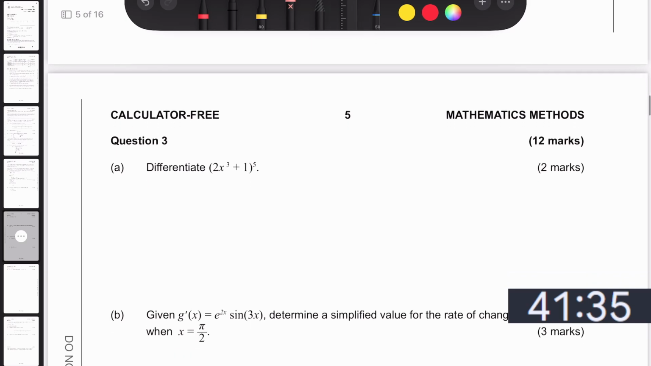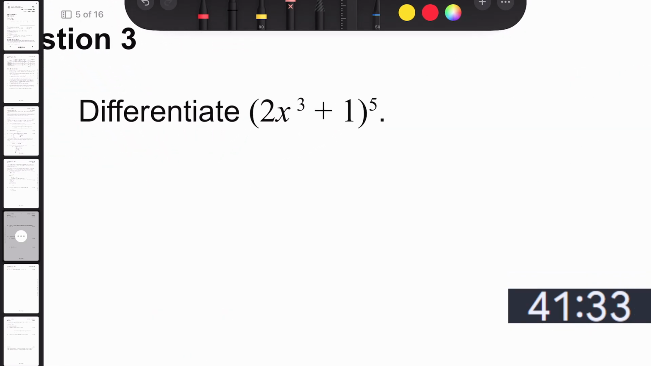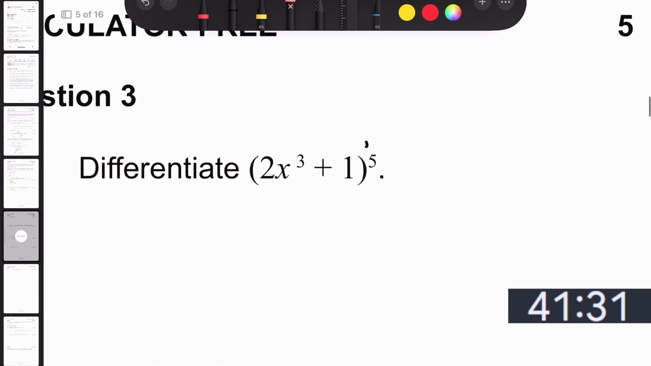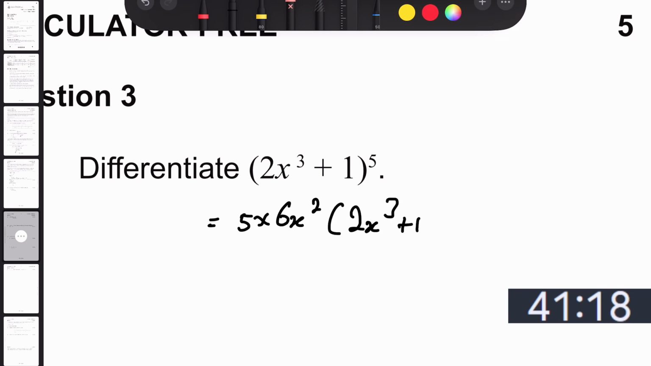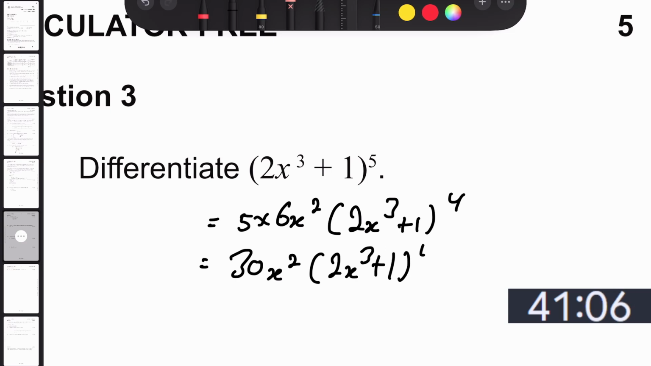Moving on, differentiate all of that. So let's pull this out to front. It's going to be 5 times, differentiate this, that's going to be 6x squared times (2x to the power 3 plus 1) to the power 4. So that's going to be 30x squared (2x to the power 3 plus 1) to the power 4.